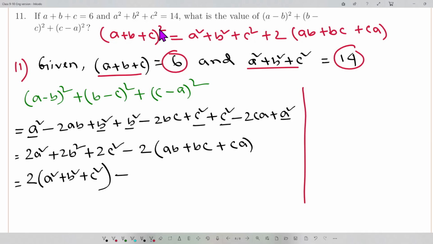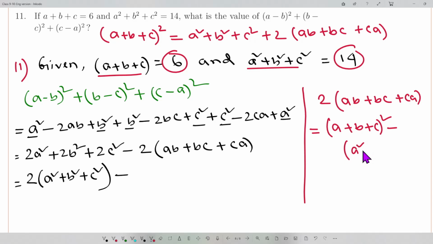So we can do it this way. We know (a plus b plus c) whole square equals a square plus b square plus c square plus 2 times (ab plus bc plus ca). So from here we can find out the value of 2 times (ab plus bc plus ca). What does it mean? It means 2 times (ab plus bc plus ca) equals (a plus b plus c) whole square minus (a square plus b square plus c square), right? We can use this in rough.